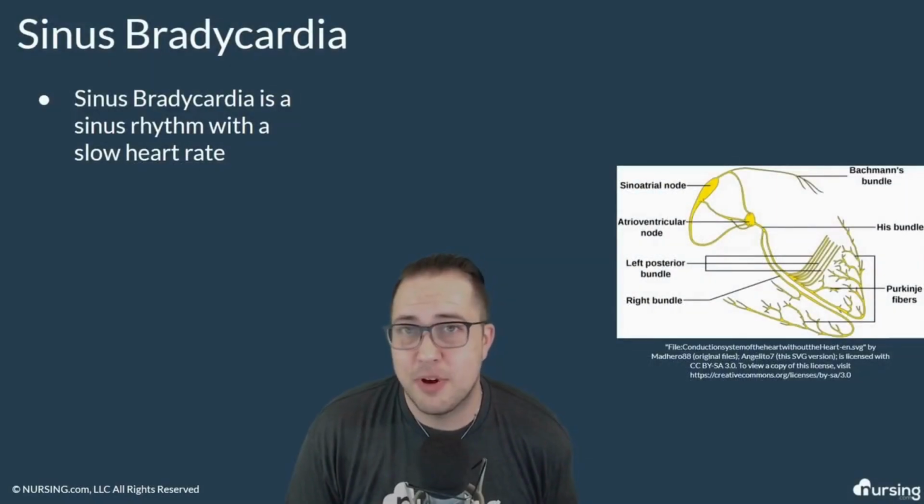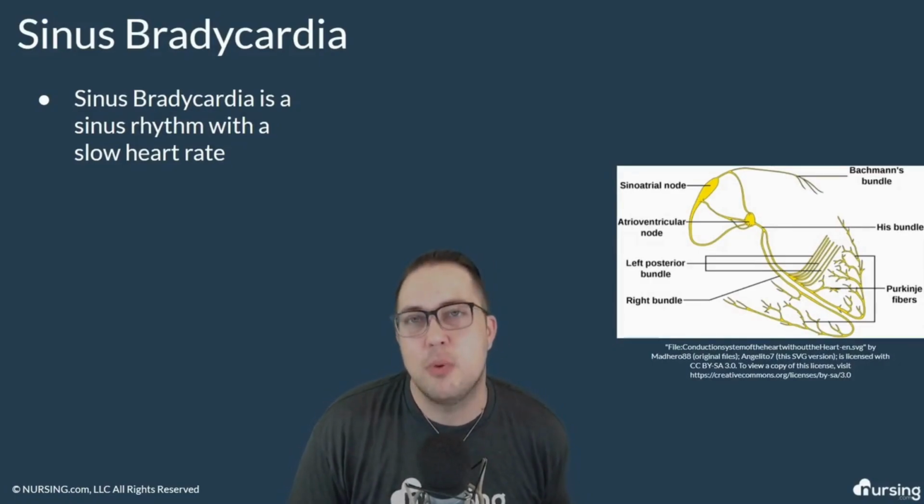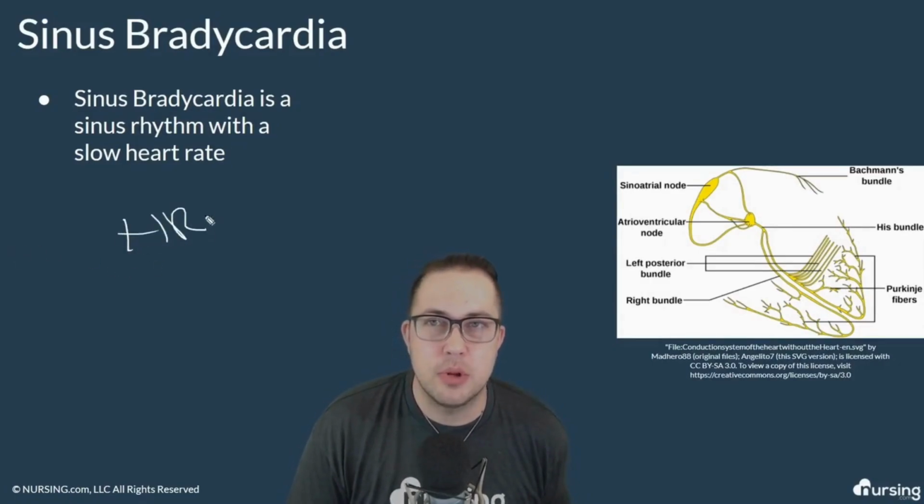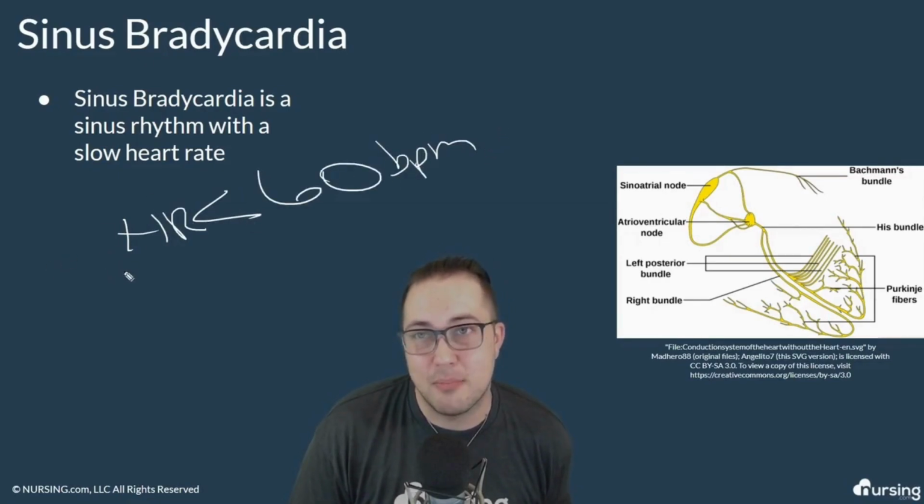Sinus bradycardia is simply normal sinus rhythm, but with a slower heart rate. Typically what we're looking at is a heart rate less than 60 beats per minute. This is how we define bradycardia.